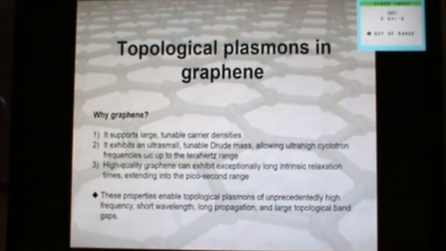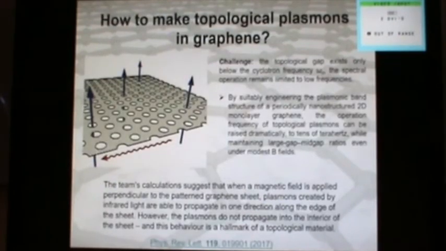So all these properties allow the topological plasmons to be observed at a very high frequency or short wavelengths, with long propagation lengths, and in large topological band gaps. I can give you two examples. The first one is a recent publication in Physical Review Letters by the Lee group at UC Berkeley.